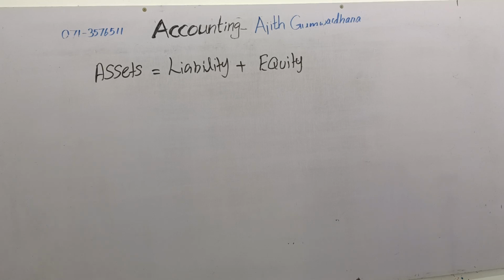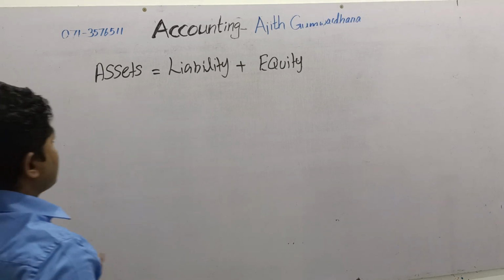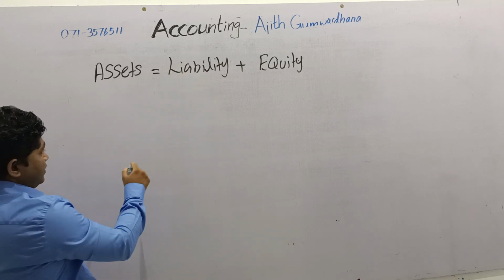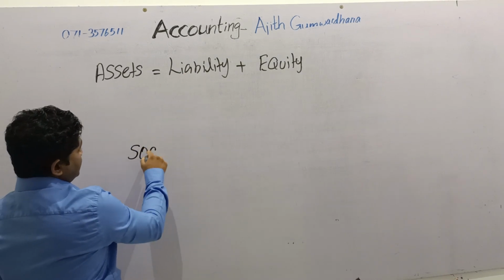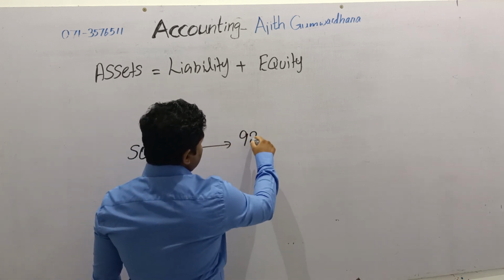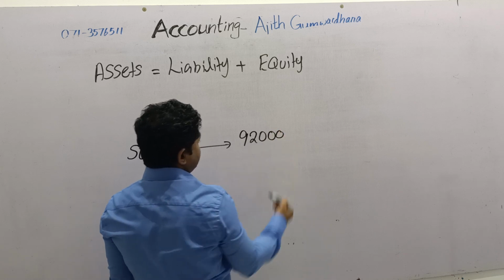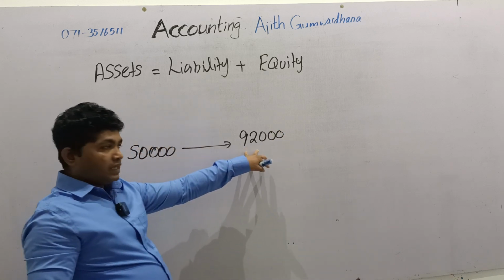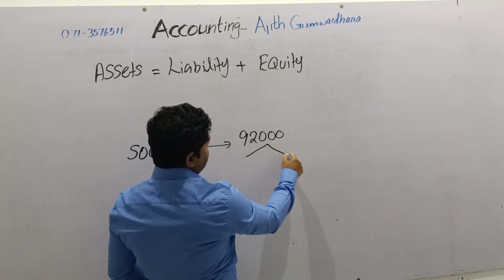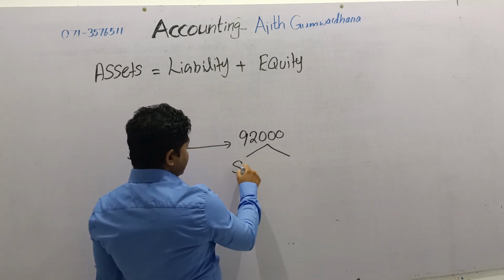Think how to adjust VAT in the economic equation. Assets equal liability plus equity. Think about this example: 50,000 worth of goods was sold for 92,000 including 15% VAT on credit. This is the selling price including VAT of 15%. Therefore, it includes both sales and VAT.